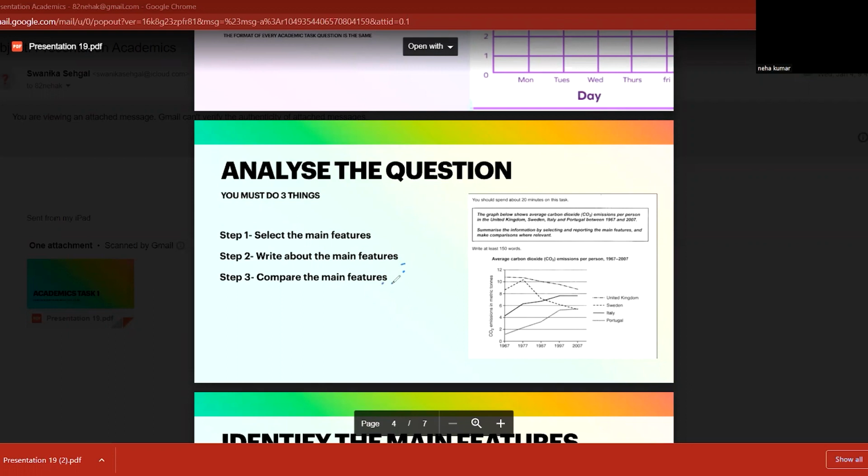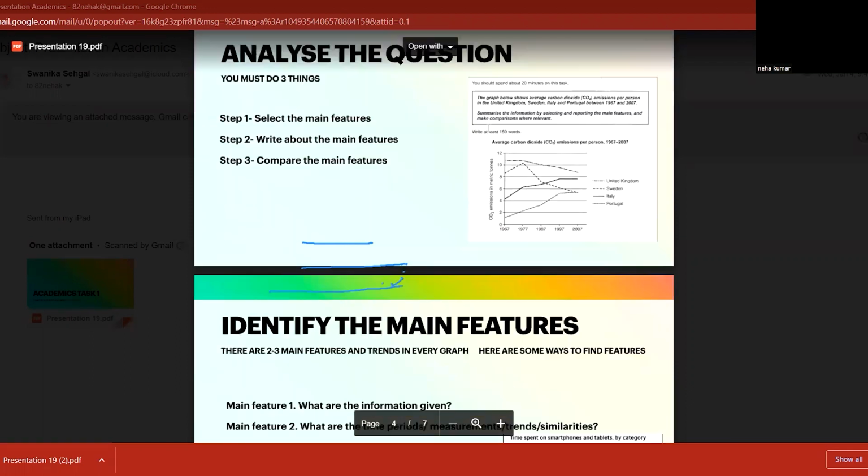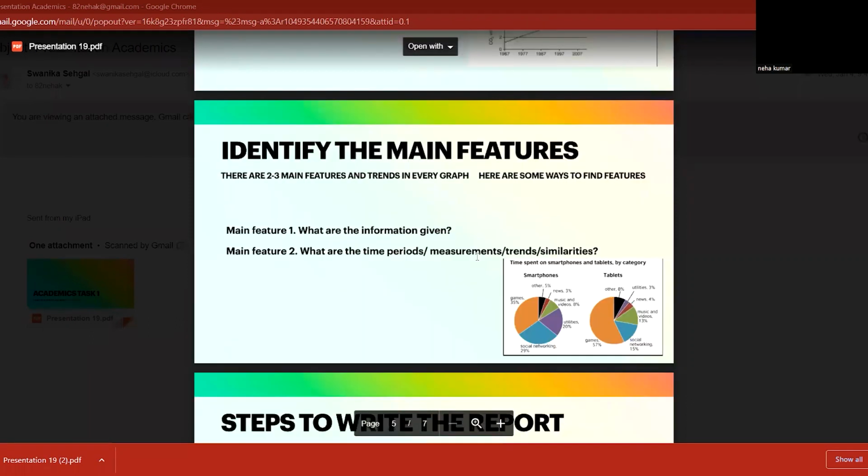Comparison of the main features is very important. So write down these points wherever you see the main features, like what is there on the x-axis, y-axis, what the graph is highlighting, and what parameters you need to represent. Then write about these features in a separate space. And then you need to compare the features wherever there is a comparison: the highest point, the lowest point.